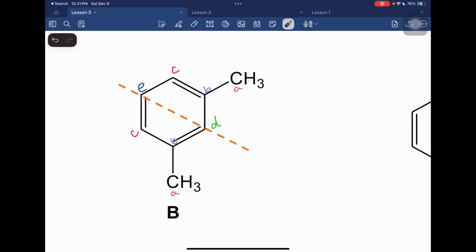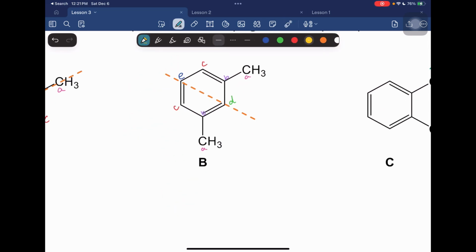Okay, so how many is that? This is going to be 1, 2, 3, 4, 5. That's 5 signals released from here. So let's just put 5.